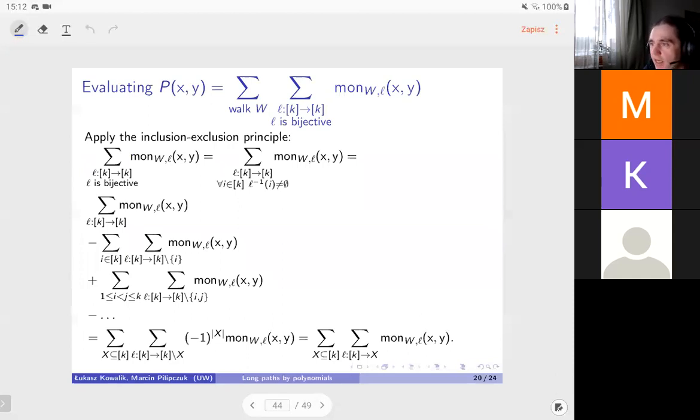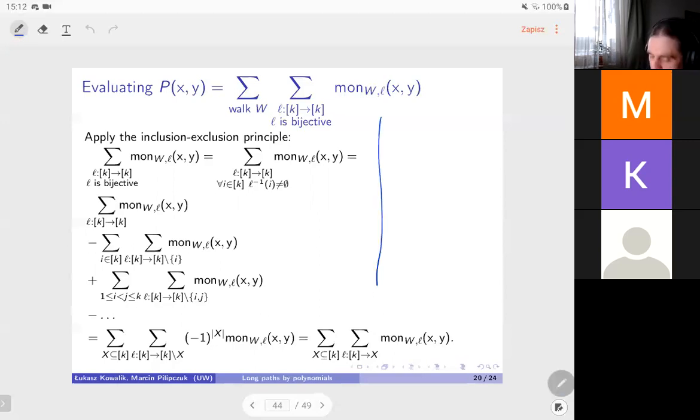Okay, but now since we already had the previous lecture and we know what inclusion-exclusion is, we can use inclusion-exclusion to also get polynomial space. So what's really written here is that if I want something bijective, I can do inclusion-exclusion over the range of the function. Bijective means think of the image being the entire k.